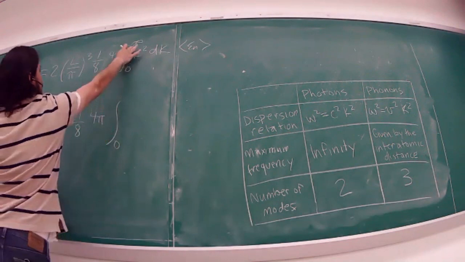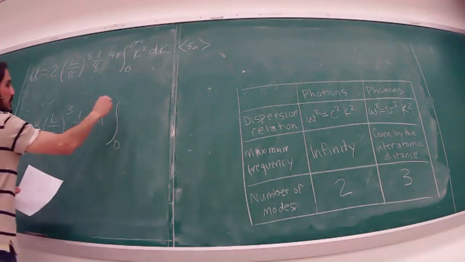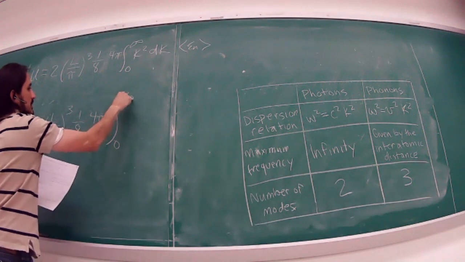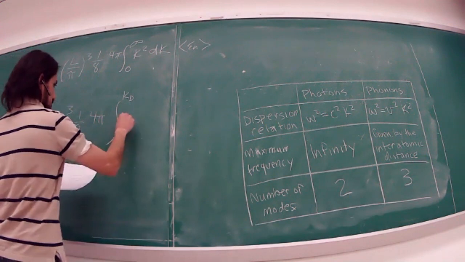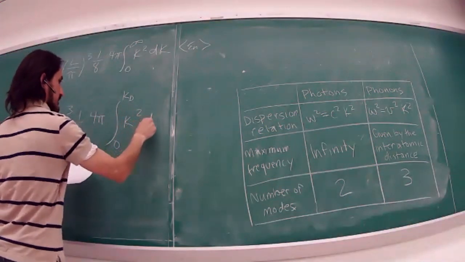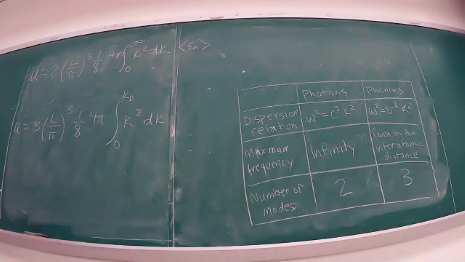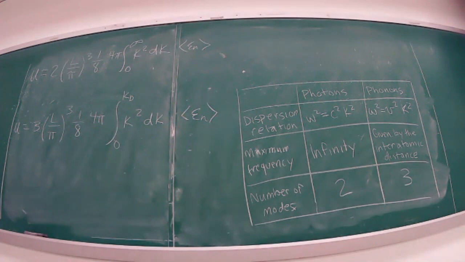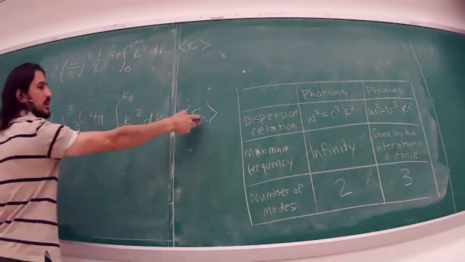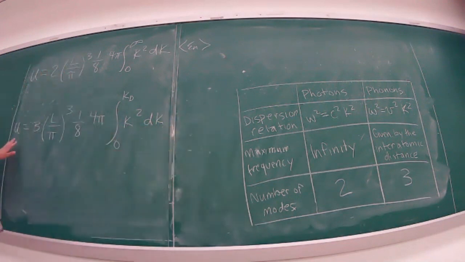This one, it doesn't go to infinity anymore. It goes to a maximum k number, which is called kD, the Debye wave number. And this k² dk will be with the E_n over here. So if we remove this E_n, then this is not the energy. This is the number of modes.